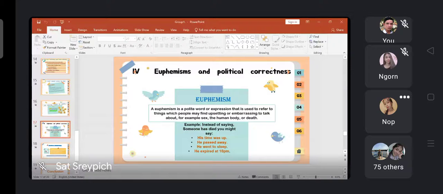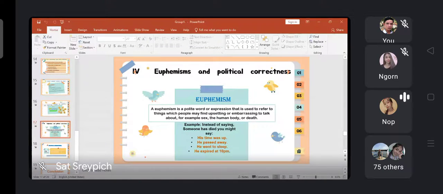Hello teacher and classmates, I'm responsible for the last point, which is about euphemism and political correctness. The word euphemism is a polite word or expression that is used to refer to things which people may find upsetting or embarrassing to talk about, for example the human body or death. You can see an example, but before going to the example, let me clarify it in simple words.